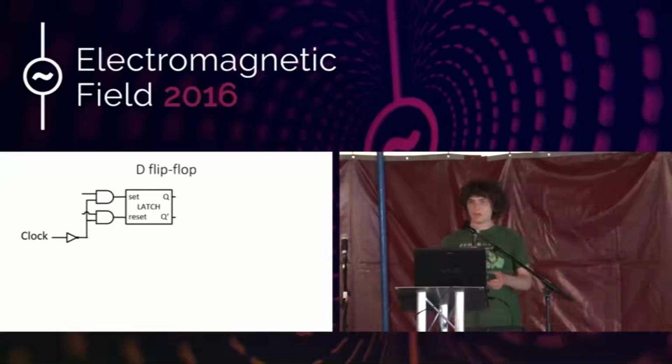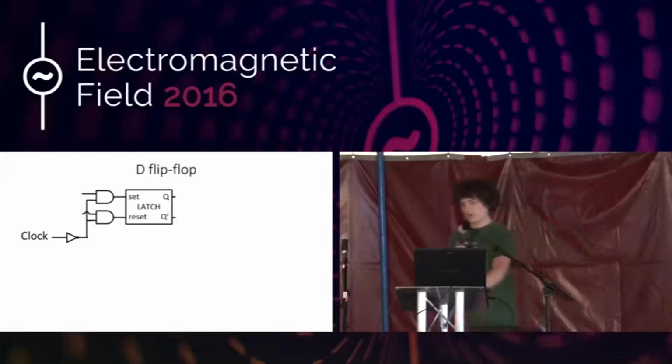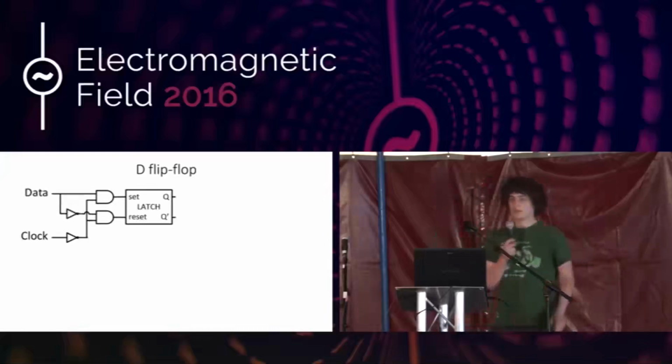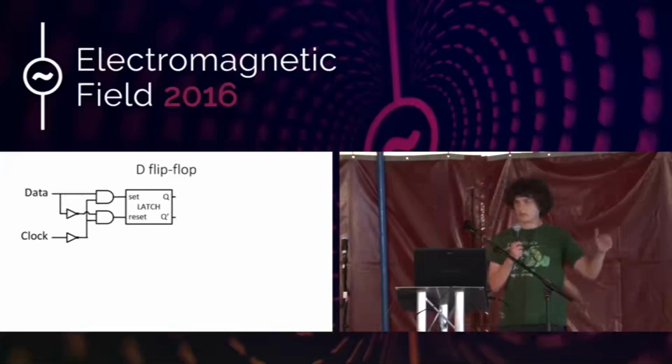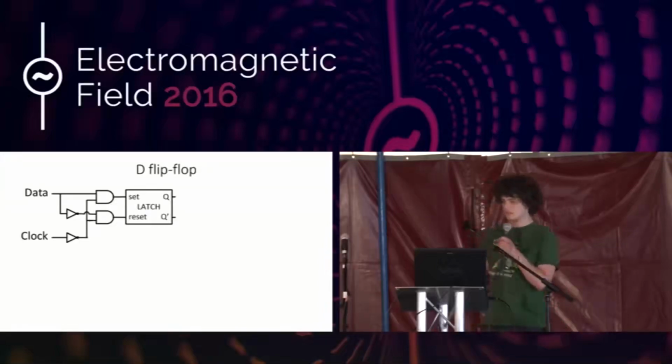Next thing we would like to do is we would not have to set and reset the latch, but we just want to give it a value and say, remember that value. So we can do that by this. We take a data signal, we connect it to the set input, and we invert it and connect it to the reset input. So now if the signal is high, the latch will get a set signal. If data is low, then the latch will get a reset signal.